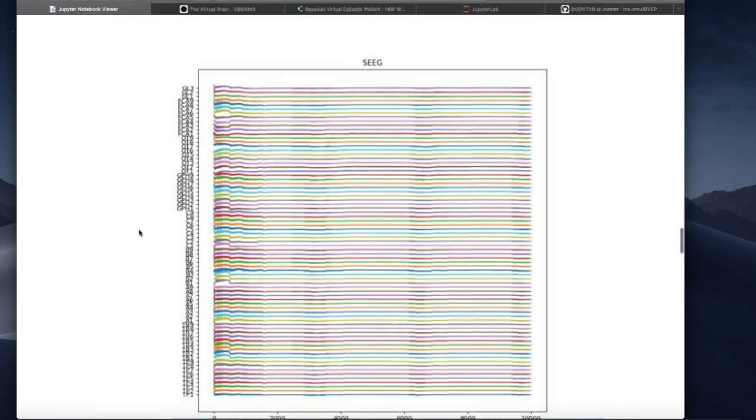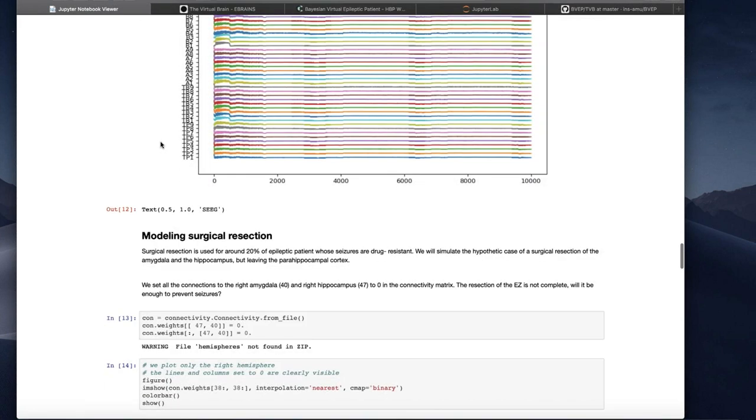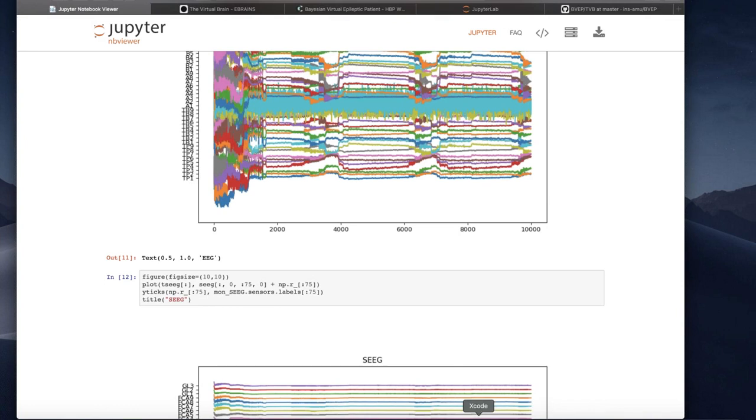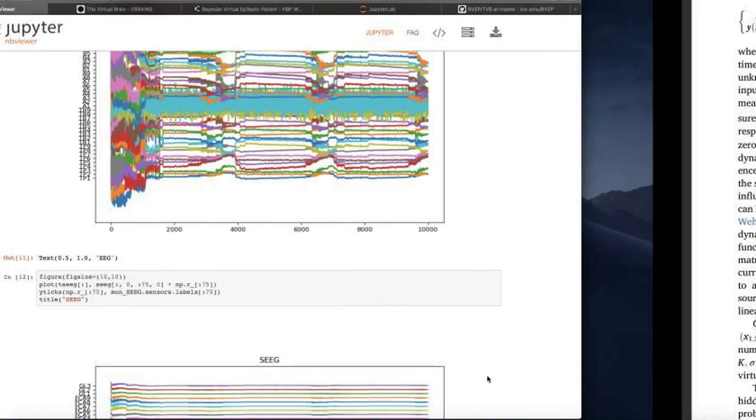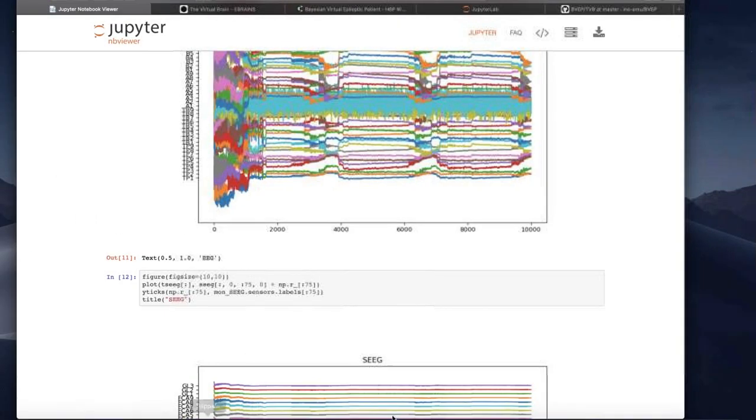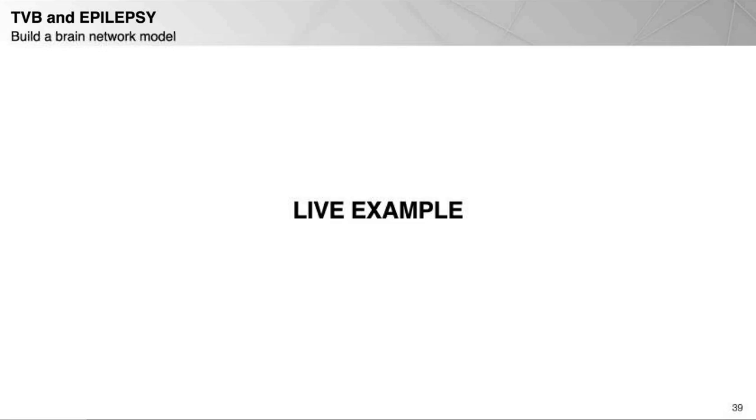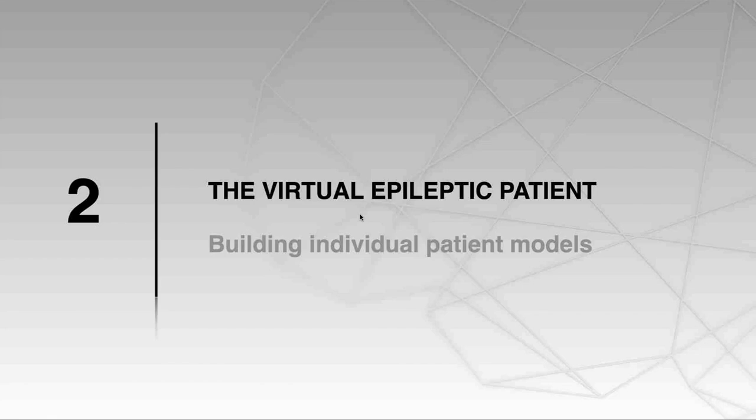And here the SEEG. Okay. I invite you to test these demonstrations.